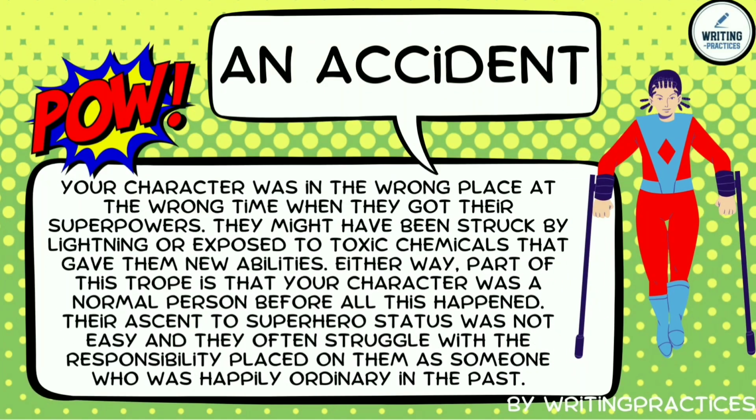7. An accident. Your character was in the wrong place at the wrong time when they got their superpowers. They might have been struck by lightning or exposed to toxic chemicals that gave them new abilities. Either way, part of this trope is that your character was a normal person before all this happened. Their ascent to superhero status was not easy, and they often struggle with the responsibility placed on them as someone who was happily ordinary in the past.